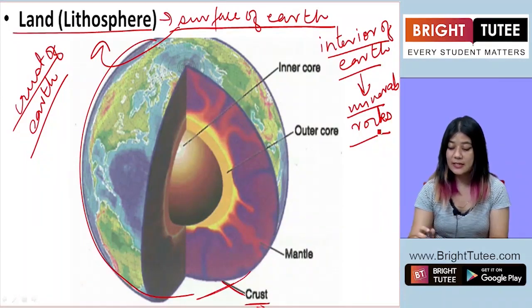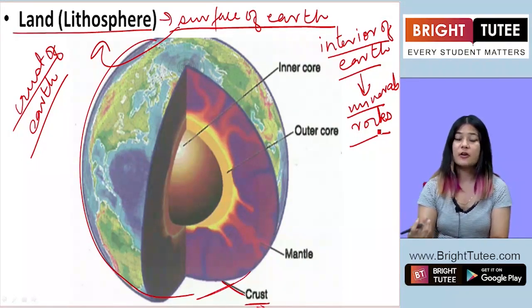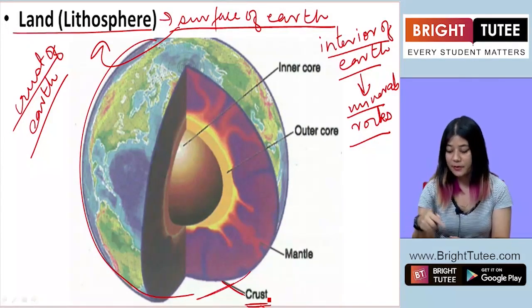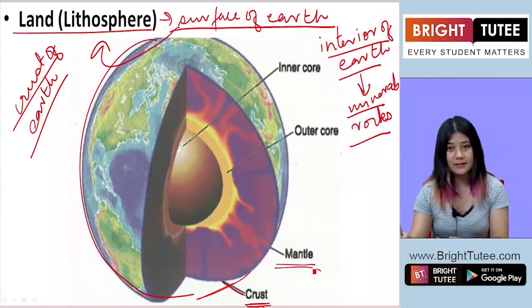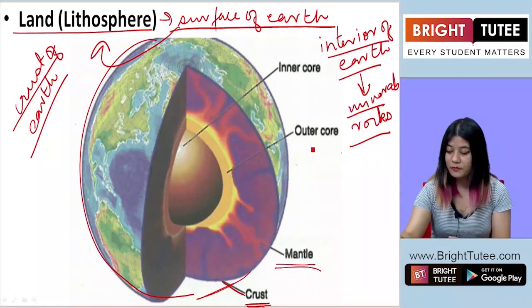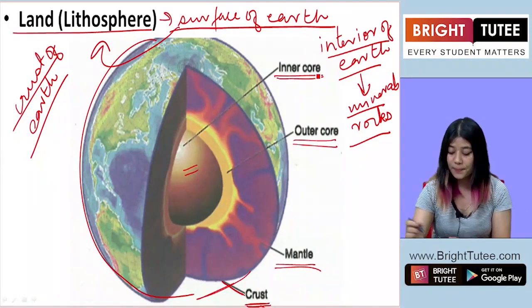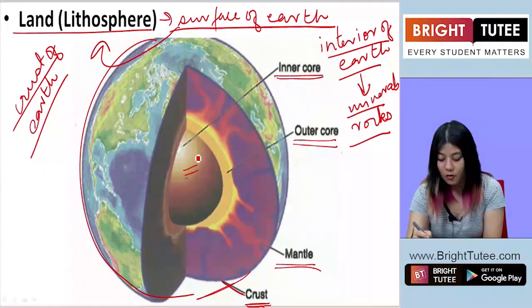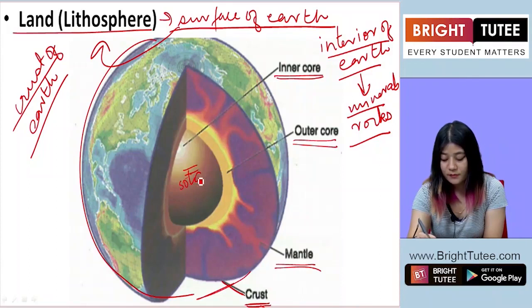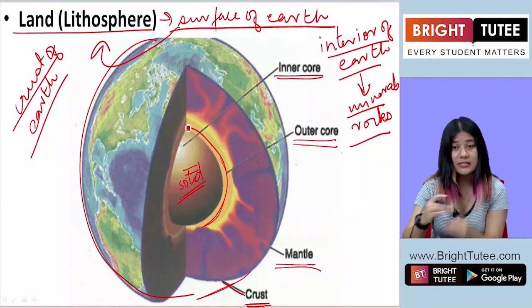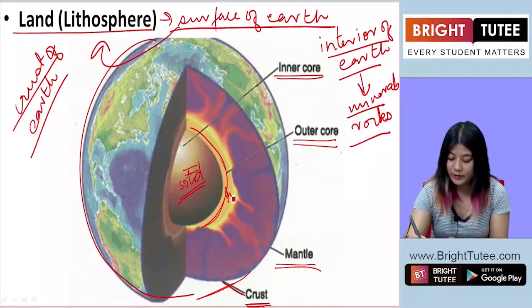So this image illustrates what the interior of the Earth looks like. The outermost surface of the Earth is called crust. If you dig deeper into the crust, then we find the mantle. Inside the mantle we find the outer core, and inside the outer core is the inner core. If you look at this image, the inner core is solid, but the outer core, the layer outside of the inner core, is liquid.